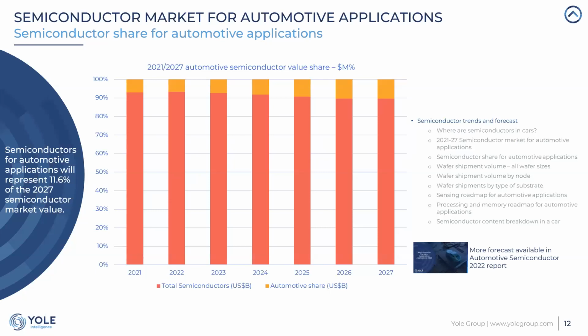If we compare what is the semiconductor share for automotive application, it's quite significant. In 2022, we have estimated that the semiconductor value share in the automotive sector is close to 8%, and in 2027, the semiconductor value share will be close to 12%. So it means that by 2027, the semiconductor industry will have quite a sweet spot in the automotive applications.